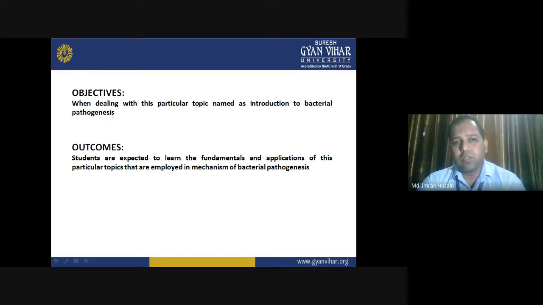The main objective of this topic is to give you a brief introduction to bacterial pathogenesis, what dangerous things are involved with it, and what its working mechanism is. The outcome will be that you'll be able to understand the intricate details employed in the different working mechanisms of pathogenesis and its essential points.